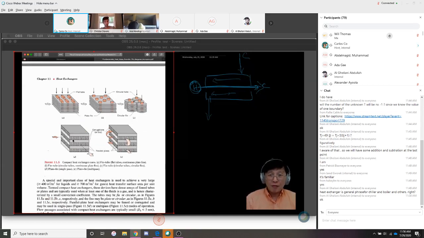Like these so-called very high efficiency heat exchangers, where you have a lot of surface area. Basically, you're trying to get as much surface area between your hot stream and cold stream as possible. And so, these are the variety of designs that you could imagine.